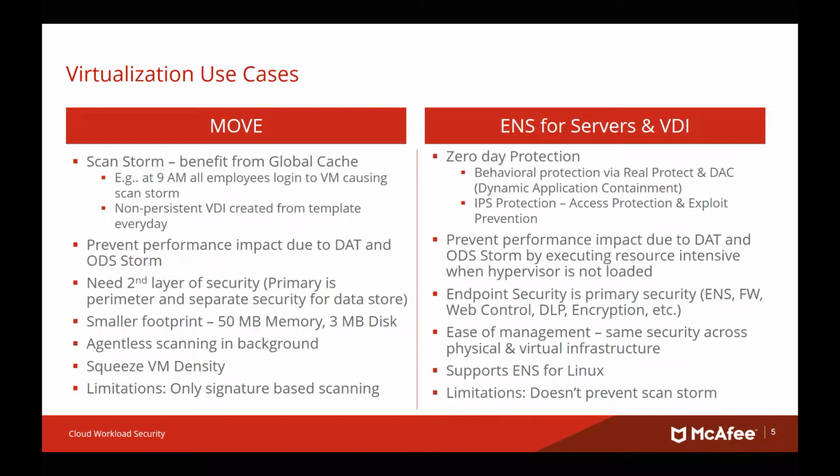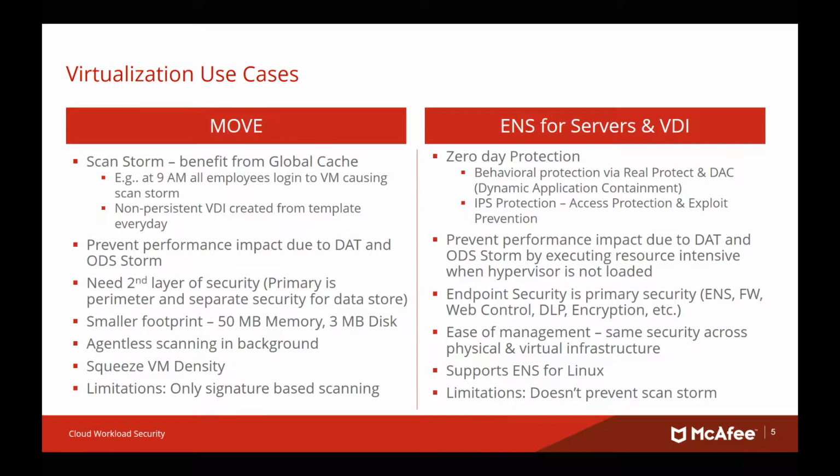ENS, on the other hand, is zero-day protection. It's the next-generation capability providing behavioral protection via our Real Protect machine learning and DAC, which is our dynamic application containment solution. It also provides IPS protection, access protection, and exploit prevention. We prevent performance impact due to DAT and ODS storms by executing resource-intensive tasks when the hypervisor is not loaded, and we'll talk about how we determine that later.